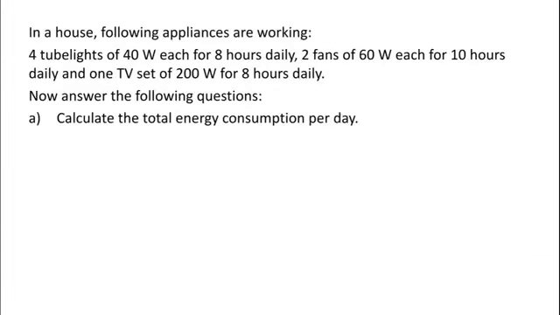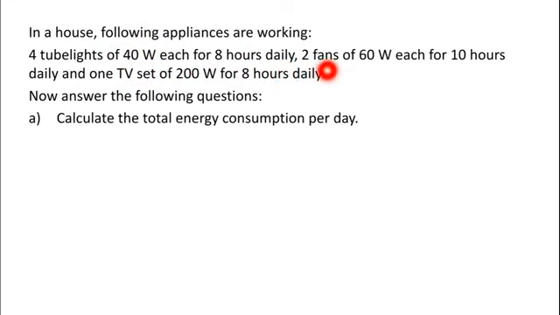Now let us solve a numerical based on the commercial unit of energy. So here in this question it is given, in a house following appliances are working: 4 tube lights of 40 watt each for 8 hours daily, 2 fans of 60 watt each for 10 hours daily, and 1 TV set of 200 watt for 8 hours daily. Now we have to answer the following questions. First, calculate the total energy consumption per day. Now here in this question it is given that in a house there are 4 tube lights, each of 40 watt, and each is operating for 8 hours daily.